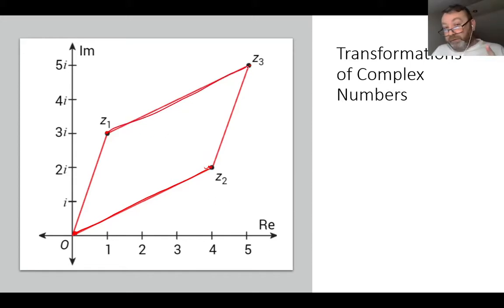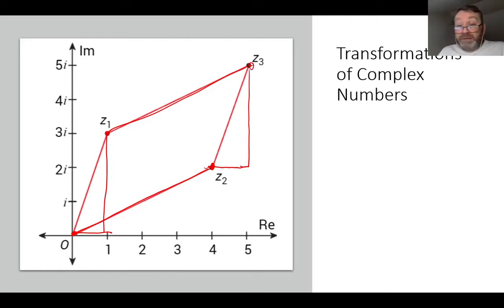Now likewise, we can say the same thing of Z2 plus Z1. If I start at Z2 and I add on Z1, first of all, how did I get to Z1? Starting at 0, out 1, up 3. Let's do the same thing to Z2. Out 1, up 3. I end up in exactly the same place, Z3.